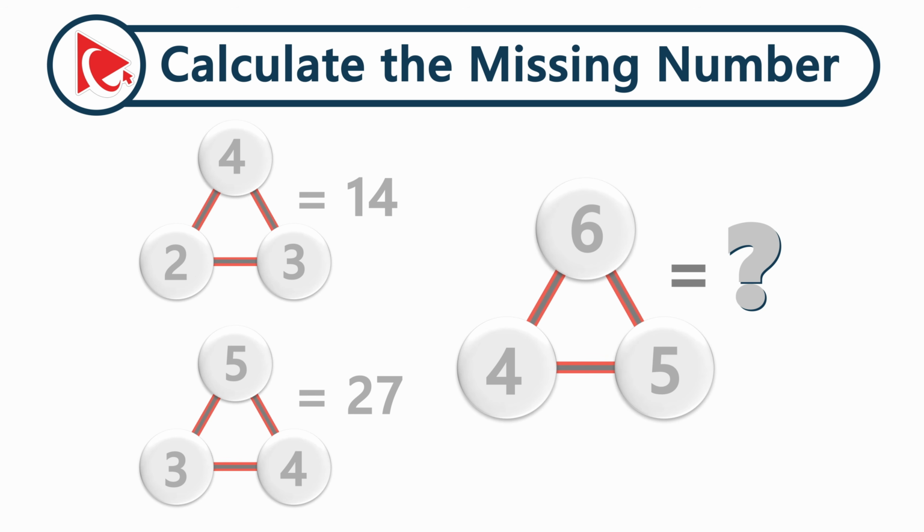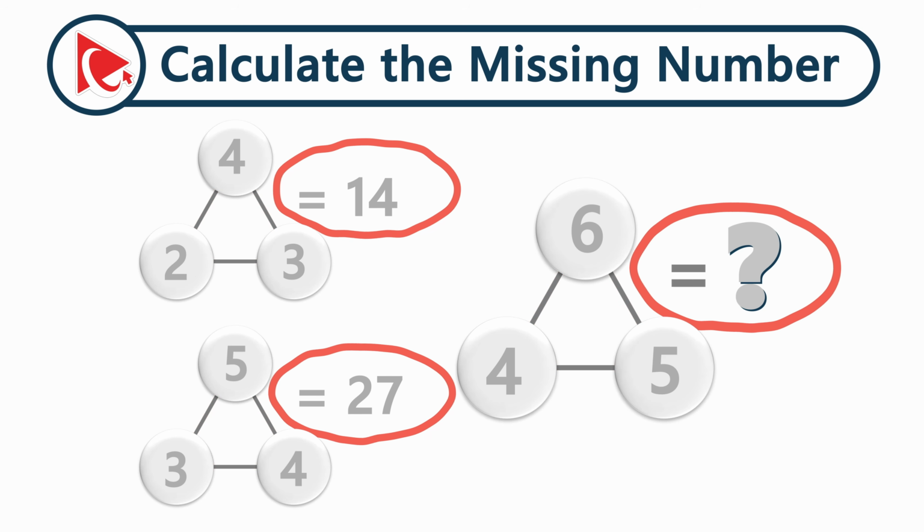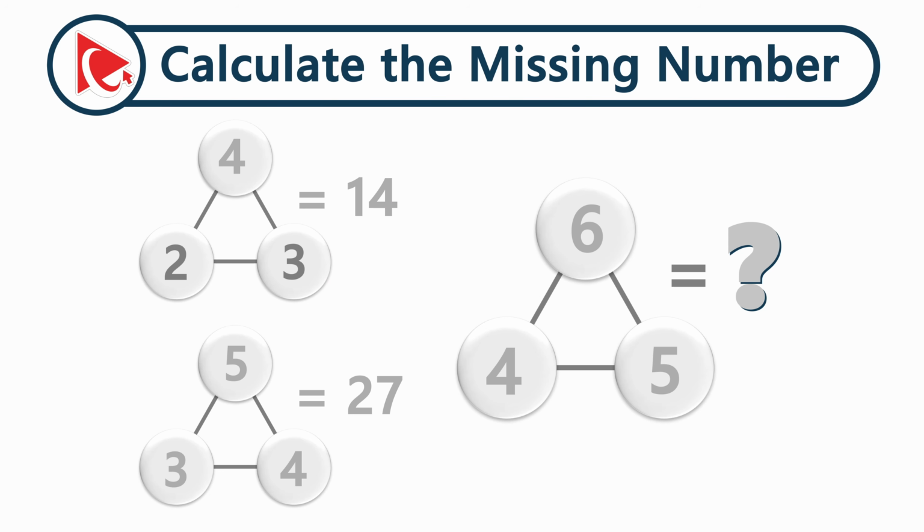On the left side of the expression, there is a triangle. On the right side, there is a calculated number. The first shape has numbers 2, 3, and 4, and the result is equal 14. The second shape has numbers 3, 4, and 5, and the result is equal 27. And then the third shape has numbers 4, 5, and 6, and the result is something you need to calculate and select out of 4 possible choices.